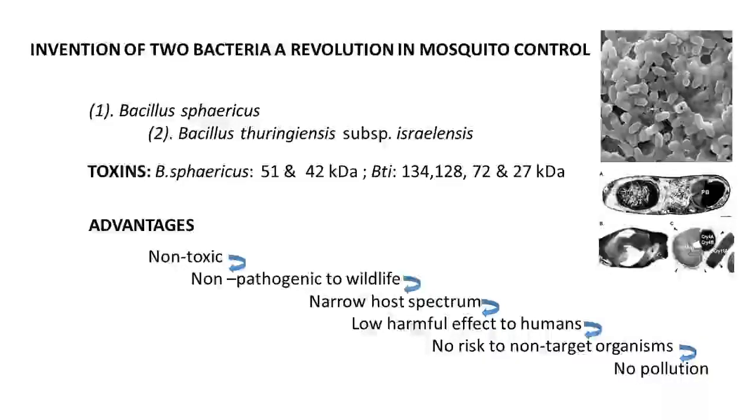In general, the main advantages of the application of biolarvicides are that they are non-toxic and non-pathogenic to wildlife, have a narrow host spectrum, have low harmful effects on human beings, pose no risk to non-target organisms, and cause no pollution. These are all the advantages.